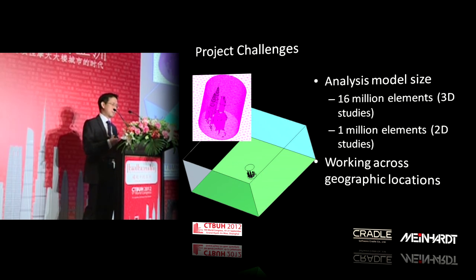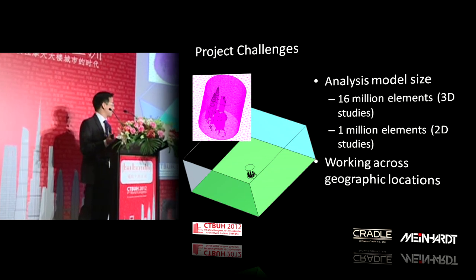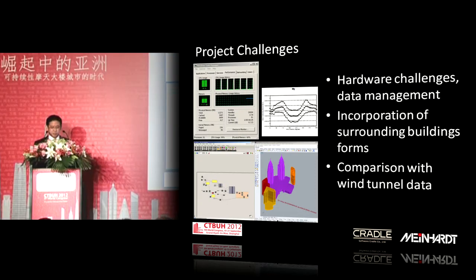Now they're not a commercial site, so I think they told me they have 128 cores, which sounds like a lot to many of us in the room, but actually that's not much in their industrial world. So we all had to grapple with the large model sizes and moving that data back and forth between Dayton and Singapore. Some hardware challenges, data management, more hard drives, more RAM, always good.